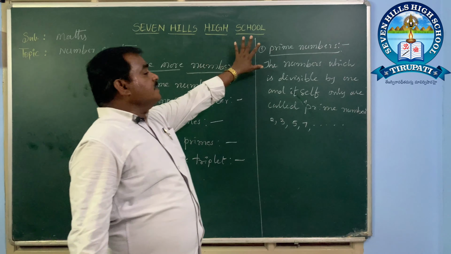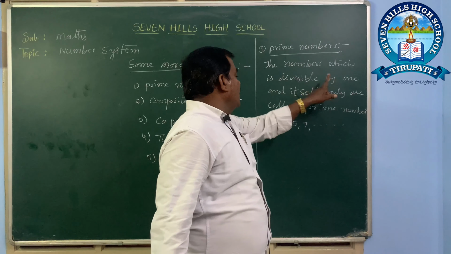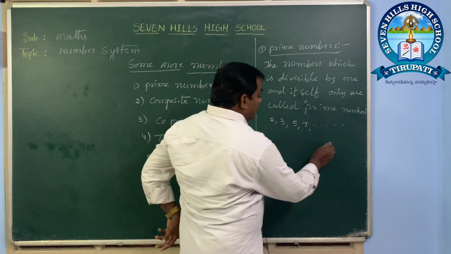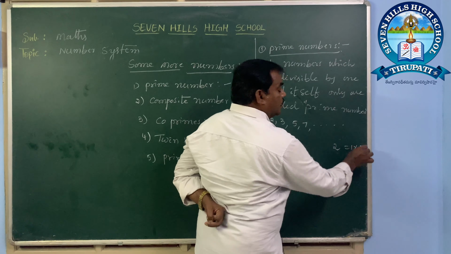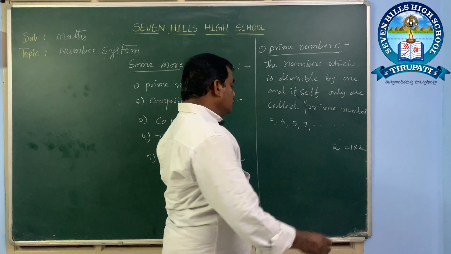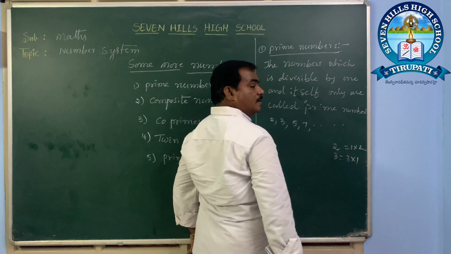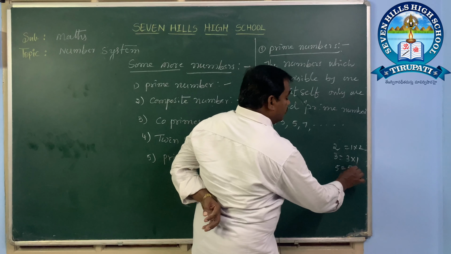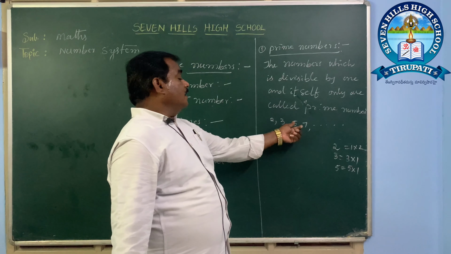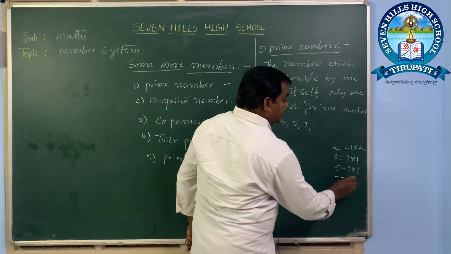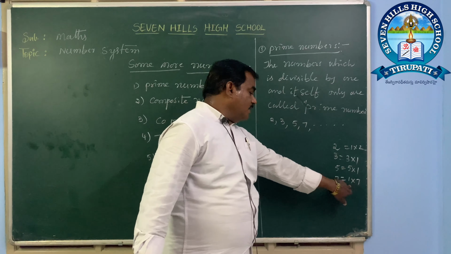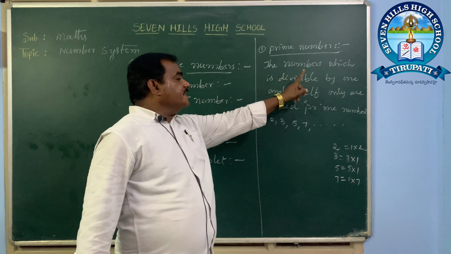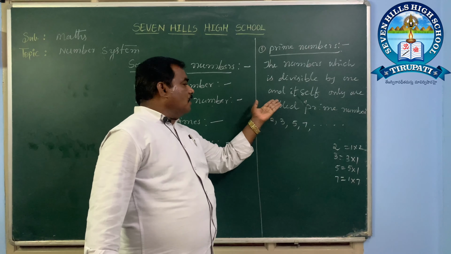What is meant by prime numbers? The numbers which are divisible by 1 and itself are called prime numbers. For example, 2 is equal to 1 into 2, only two factors. 1 and 2 are the factors of 2. Next, 3 is equal to 3 into 1, so 3 and 1 are the factors of 3. Next, 5 is 5 into 1, only two factors. Next, 7 is equal to 1 into 7, only two factors. So the numbers which are exactly divisible by 1 and itself are called prime numbers.